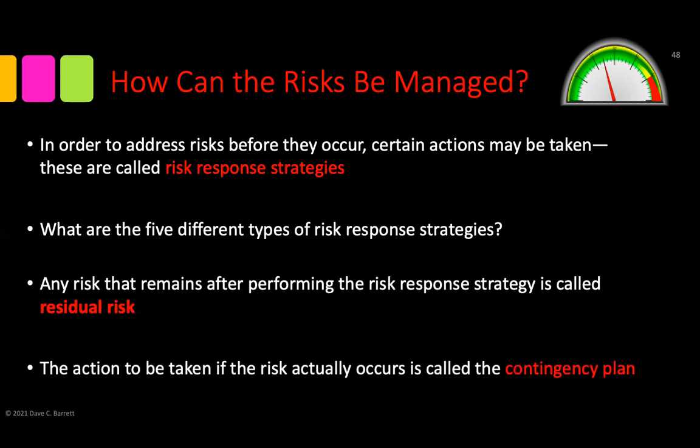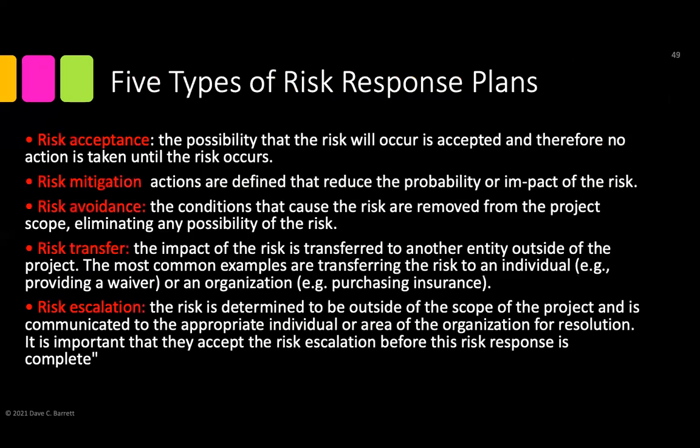Okay, then we have to take action for a contingency plan. And what kind of plan can we have? We can have risk acceptance. You can say, okay, it will happen. Let's not take any action until this happens. Risk mitigation, we reduce the probability or impact of the risk. Risk avoidance, we just remove the task where the risk may happen. Risk transfer, basically we transfer the risk to another party.